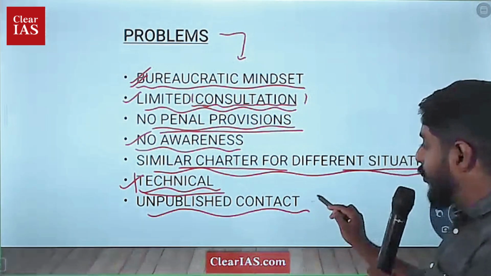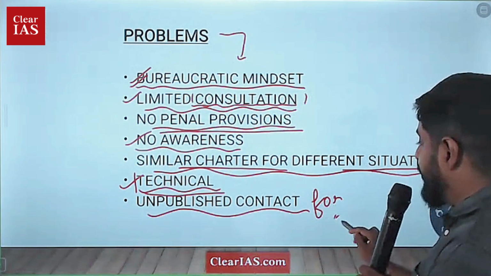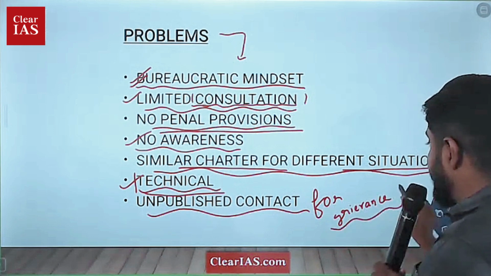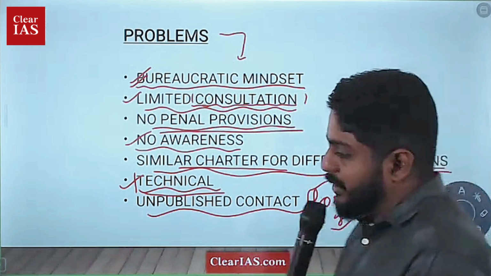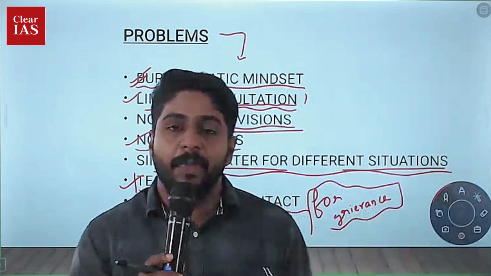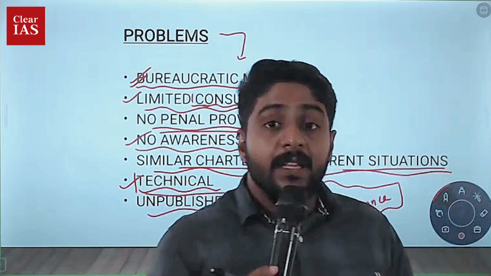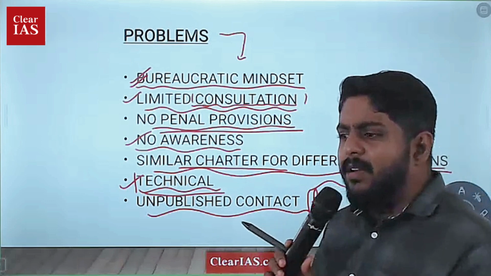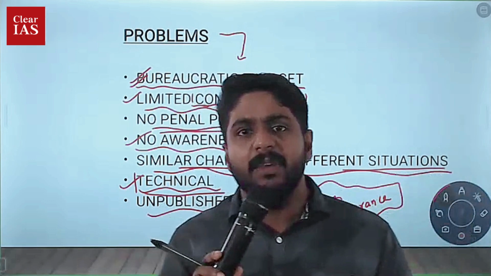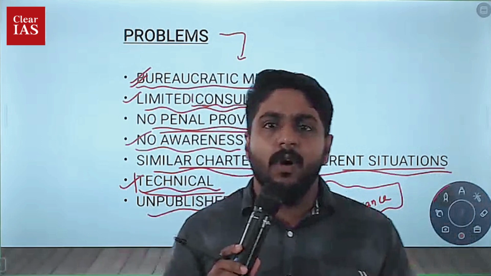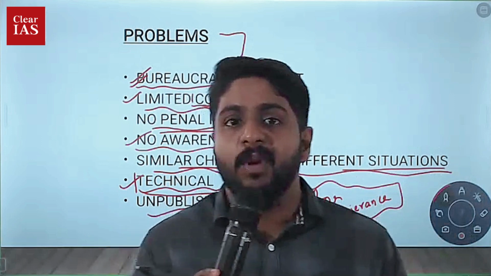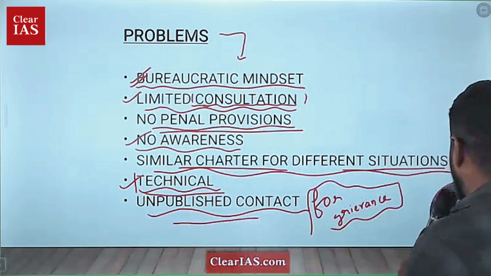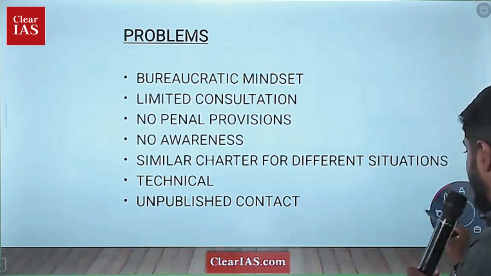Unpublished contact for grievance redressal. There is no fixed structure for the citizens charter. So some institutions or government departments would not provide for a grievance redressal mechanism, isn't it? That is another problem, because they do not want the grievance redressal mechanism to be worked out. Why? Because they do not want such complaints raised against their institutions or departments. So unpublished contact details for grievance redressal is another concern.